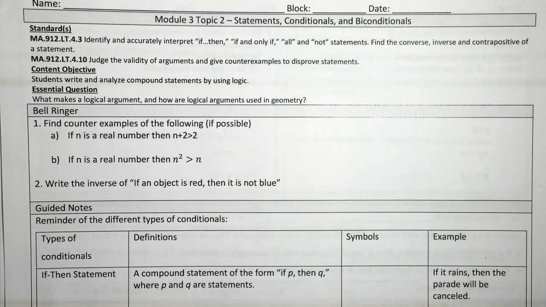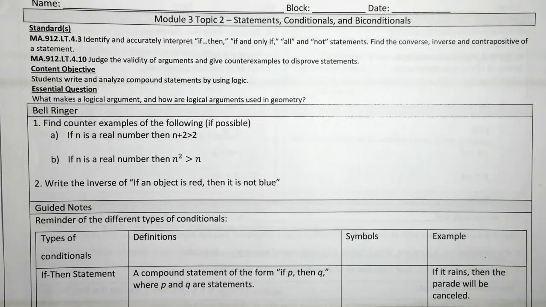Alright, the bell ringer. I'm going to pause 3 seconds, let you pause the video, work this, and then come back to me. Okay, the bell ringer. Find the counterexample of the following, if possible. If n is a real number, then n plus 2 is greater than 2.